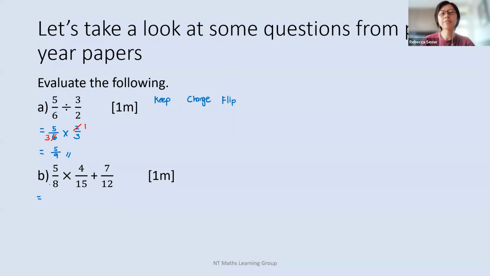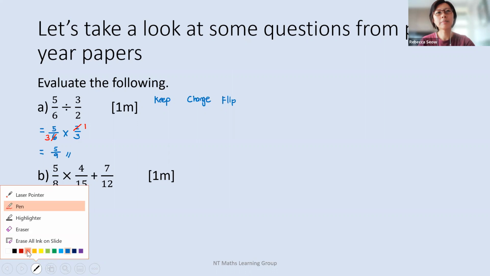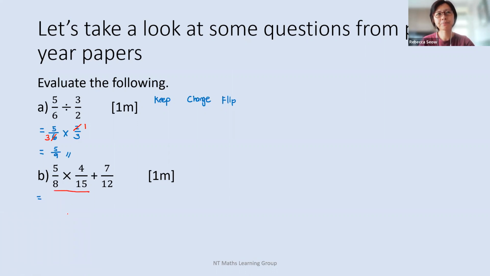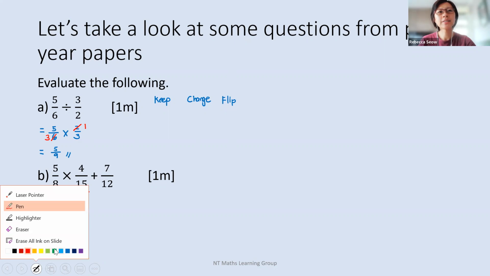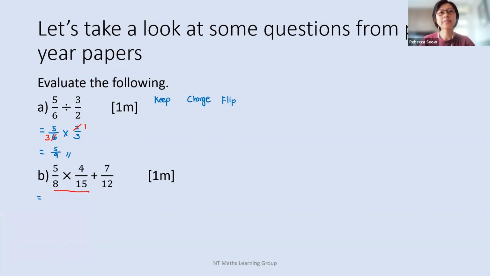For question B, you have multiplication and addition. So let's do the multiplication portion first. For multiplication, let's see how we can simplify. Between 4 and 8, we can divide both numbers by 4. 4 divided by 4, we get 1. 8 divided by 4, 2. 5 and 15, we can divide both by 5. And as we multiply, we will end up with 1 out of 6.